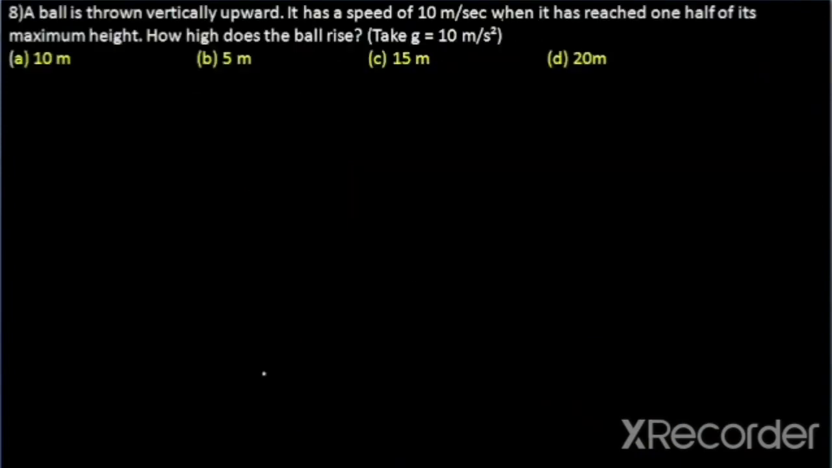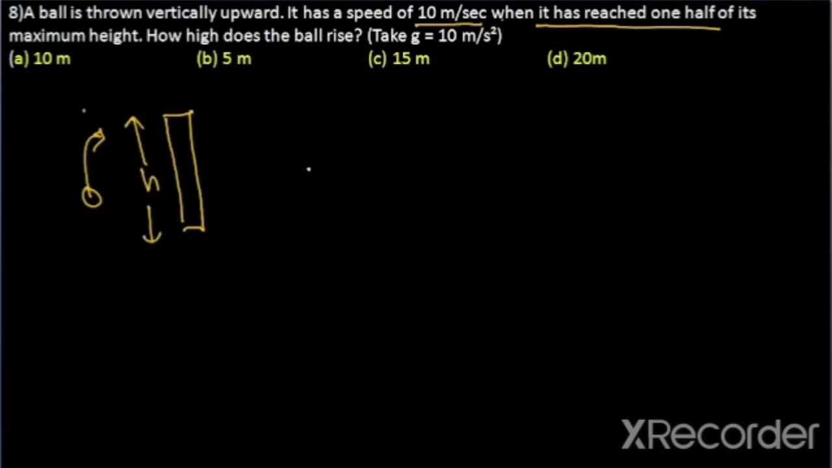Next is question number 8. A ball is thrown vertically upward. It has a speed of 10 meter per second when it has reached one half of its maximum height. How high does the ball rise? Suppose maximum height is h. When it reaches up to h by 2 height, its speed becomes 10 meter per second.